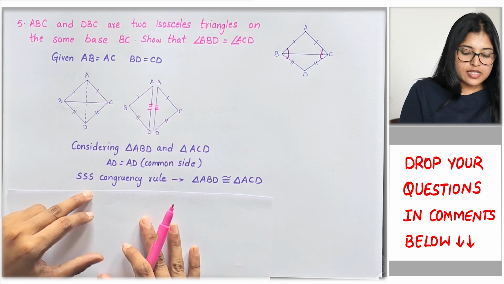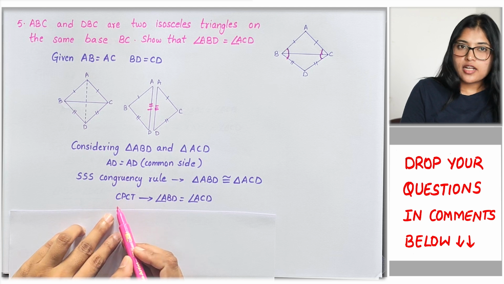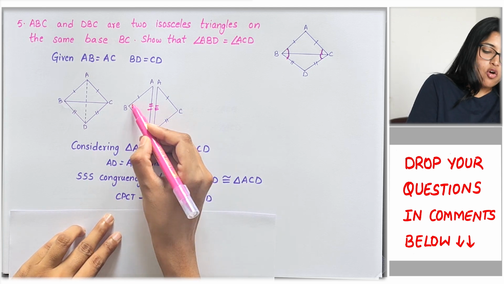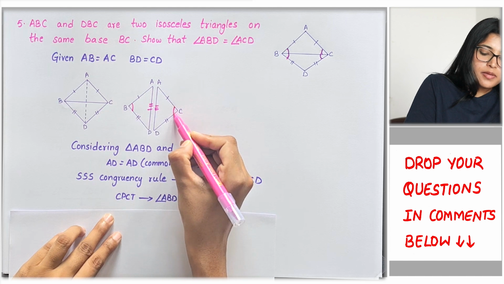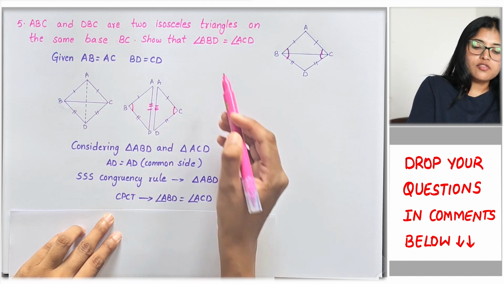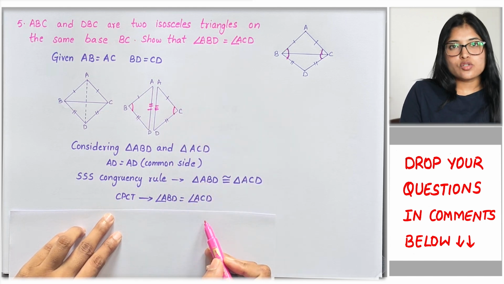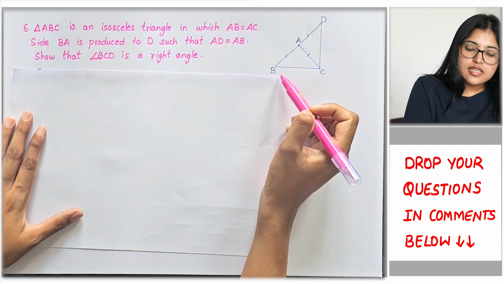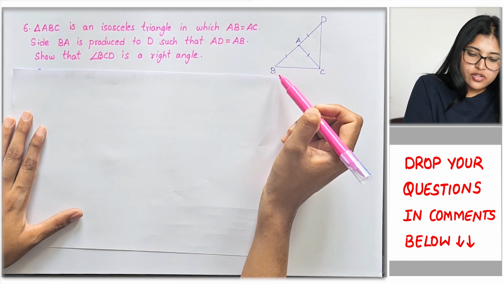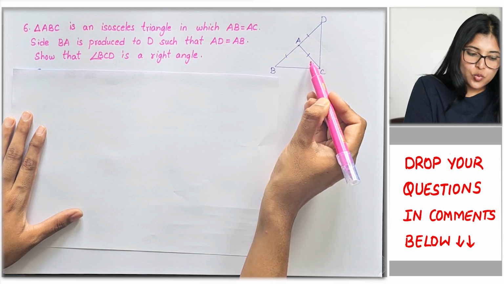Now from this congruency, I can say common parts of congruent triangles, that is all corresponding angles, should be equal. So angle B and angle C over here should be equal, which is angle ABD equals angle ACD. In sixth question, a triangle ABC is given which is an isosceles triangle. In this AB equals AC.